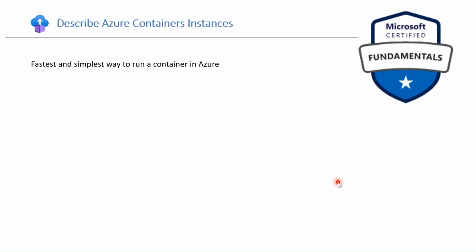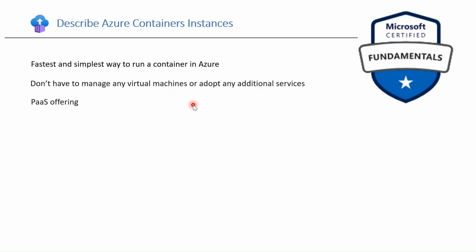So within the container umbrella, Microsoft offers three capabilities: Azure Container Instances, Azure Container Apps, and Azure Kubernetes Service. Let's try to understand what is Azure Container Instance. Azure Container Instance is the fastest and simplest way to run a container in Azure, and you don't have to manage any virtual machine or adopt any additional services. You don't need to create a VM for this. You can just go to the portal and create a container instance. So it's a PaaS offering, platform as a service.